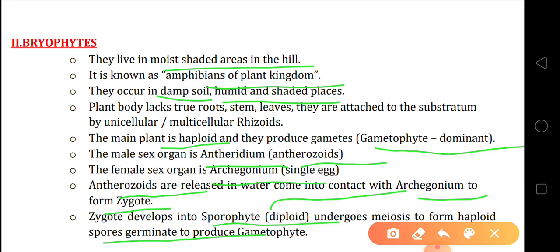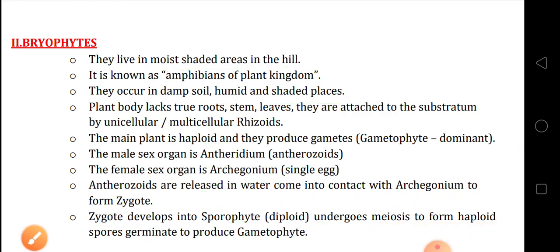It means, children, in the gametophyte, the antheridium, male gamete, and the archegonium, female gamete, fuse together, form a zygote, and the zygote develops into a sporophyte. It means the gametophyte converts into the sporophyte. And in the sporophyte, meiosis occurs. This meiosis forms four haploid spores again to produce the gametophyte. Okay, clear?